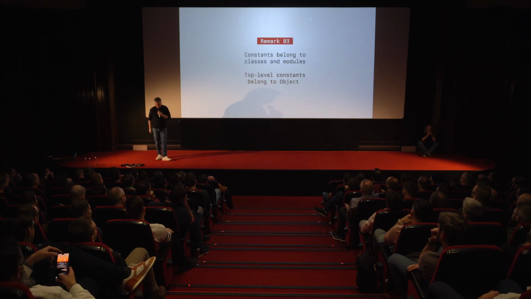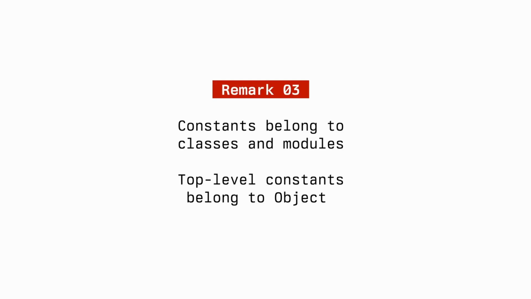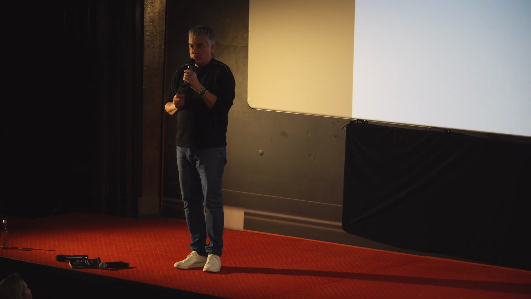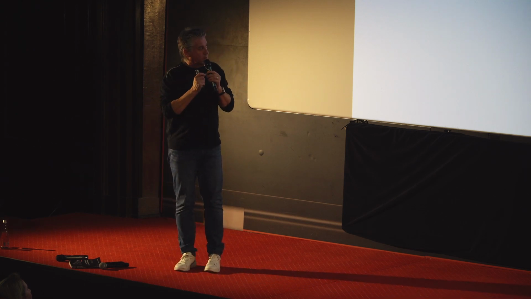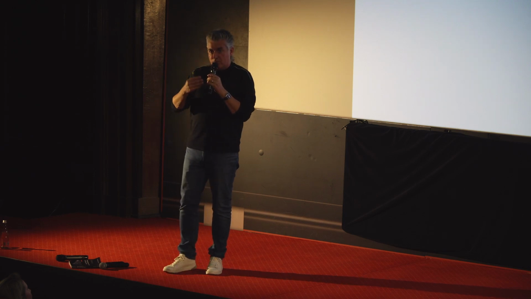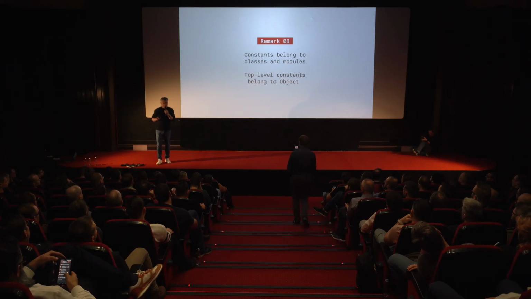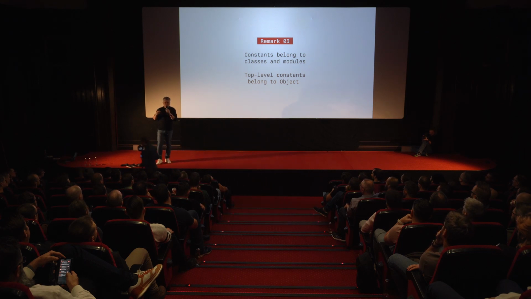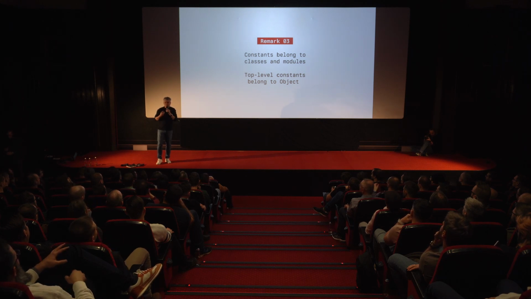All right. Next thing. Constants belong to classes and modules in Ruby, okay? And top-level constants belong to object. Again, this is something very unique about the Ruby programming language. Because in other programming languages, constants are just a trivial topic, right? And they are kind of variables. But in Ruby, they are more than variables, quote unquote. They belong to the object model of Ruby. So they explicitly are entities that belong to class and module objects.